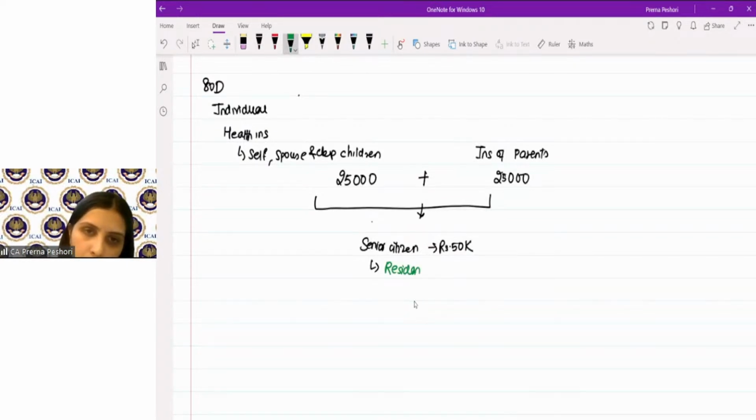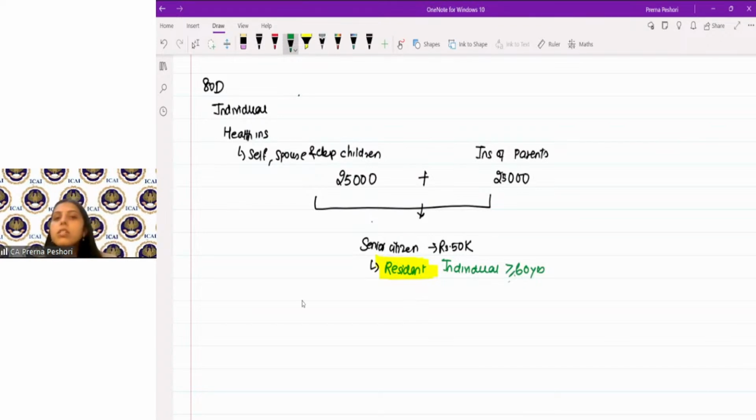Resident. Mark this word. Resident and not a non-resident. Resident individual greater than 60 years. Right? Greater than or equal to 60 years.